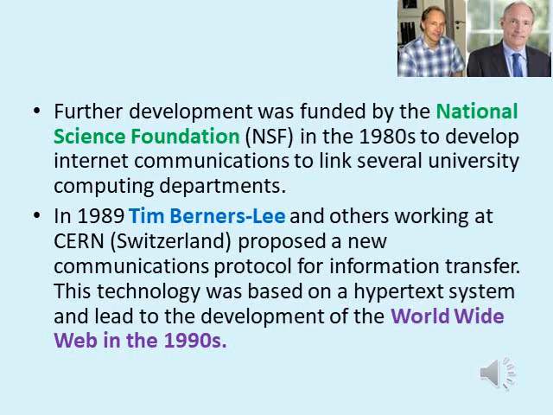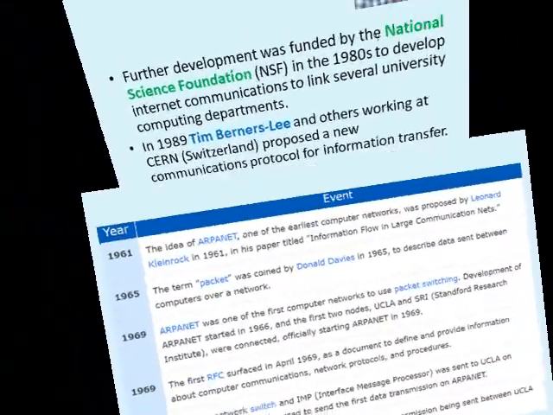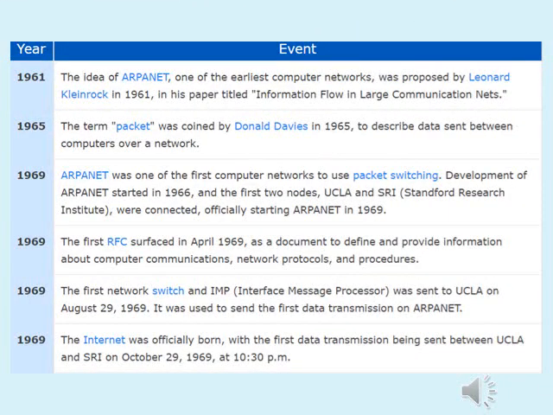And the very famous name in networking is Tim Berners-Lee. In 1989, he and others working at CERN, Switzerland, proposed a new communications protocol for information transfer. This technology was based on a hypertext system, and it led to the development of the so-called World Wide Web, or WWW, in the 90s. The history of the development of networking or the internet through various years is given in these slides. You can go through them.